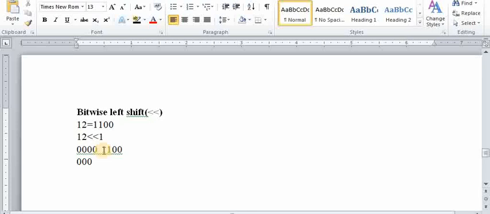Now this one will be shifted to this, and this one will be shifted to this, and this 0 will be shifted to this, and this 0 will be shifted to this side, and that 0 was shifted to this side. So now it will become this. Now convert it into the decimal number, it will become 24. Now let's check it.